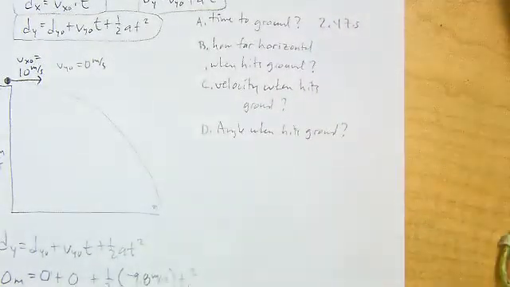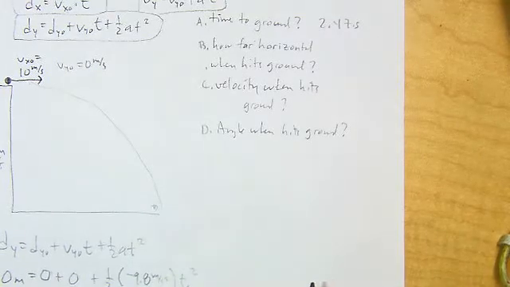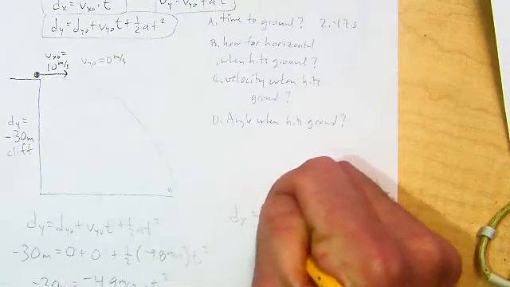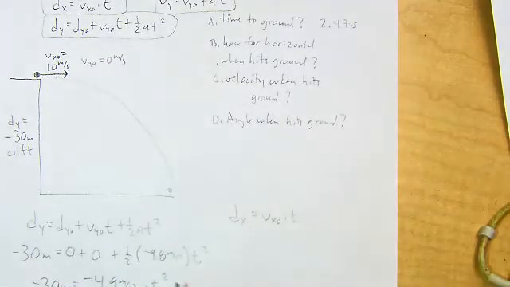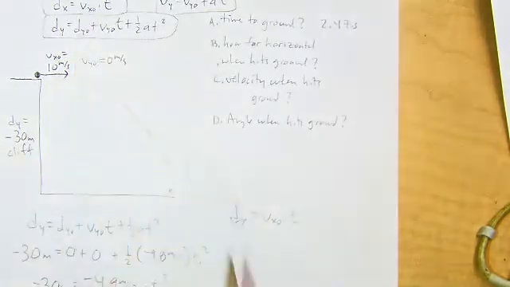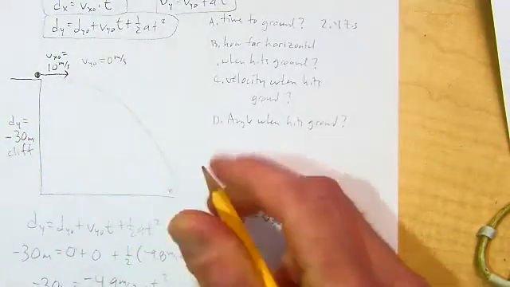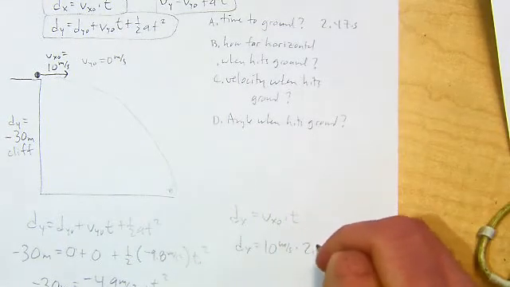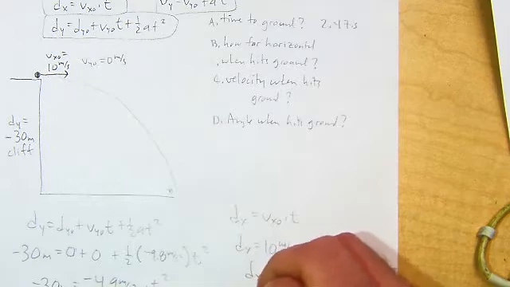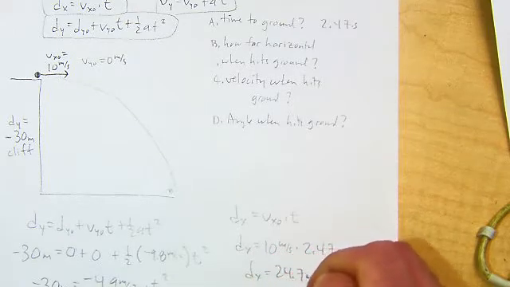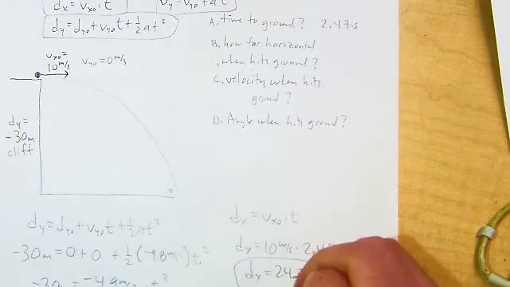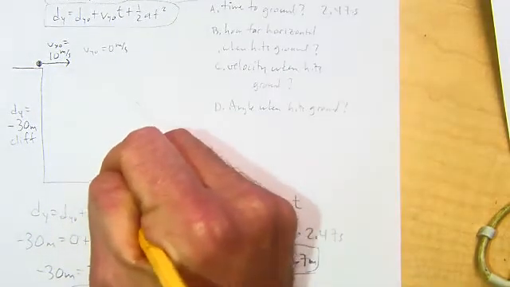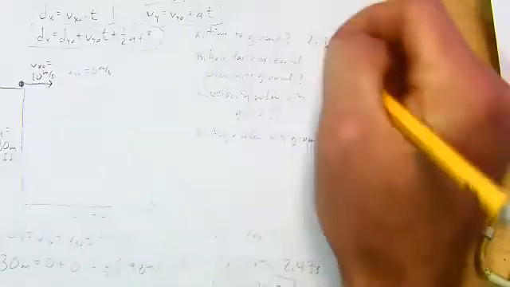Okay, how far does it go horizontally? Now we're talking dx, right? How far does it go horizontally? dx, that's your VXO times your t up here. So VXO is just 10 times the time for it to get to the ground, 2.47 seconds. So 24.7 meters is your dx. That would go here when it hits the ground.